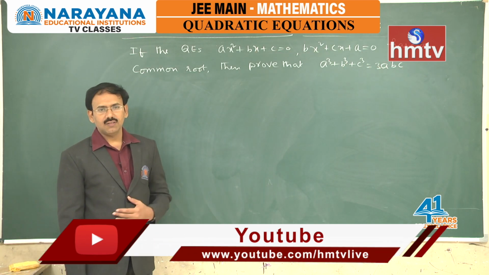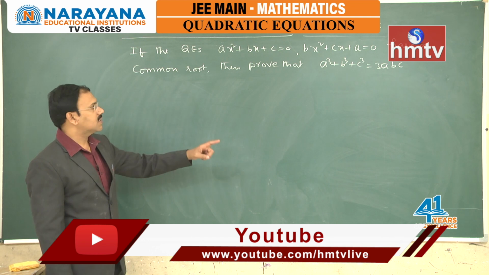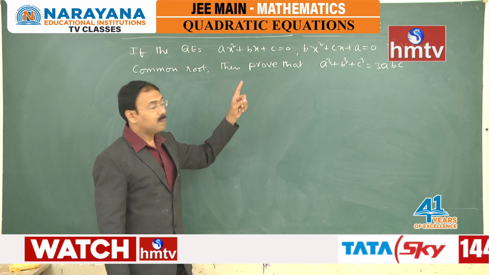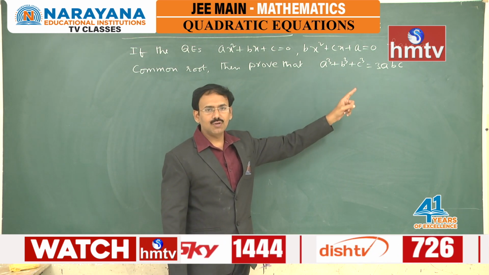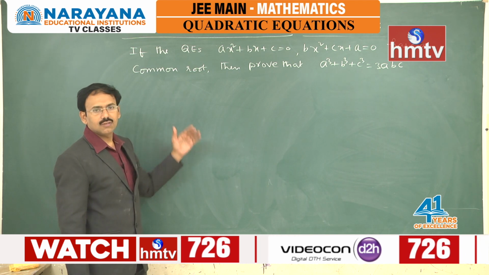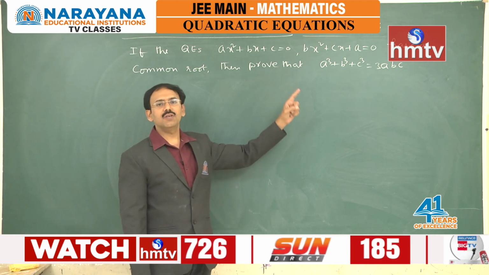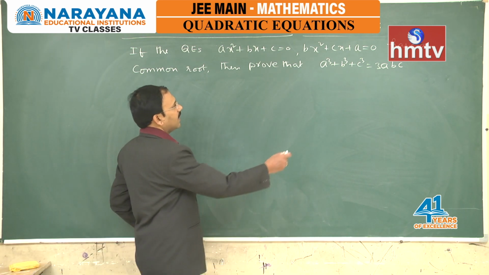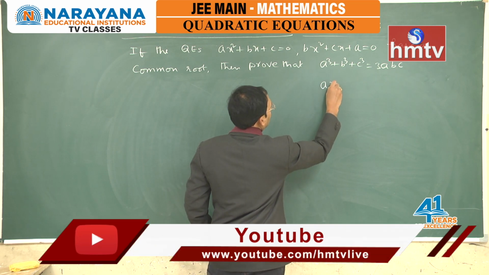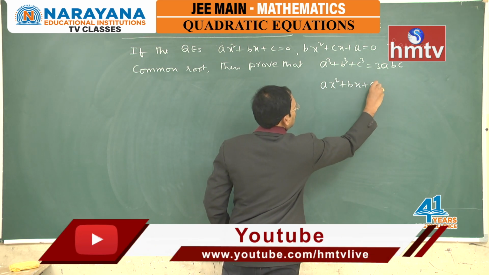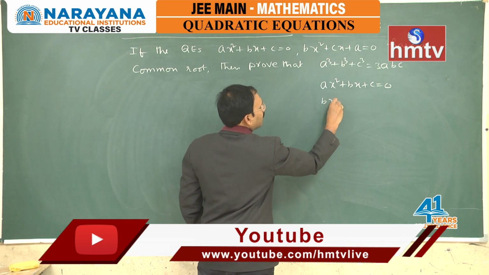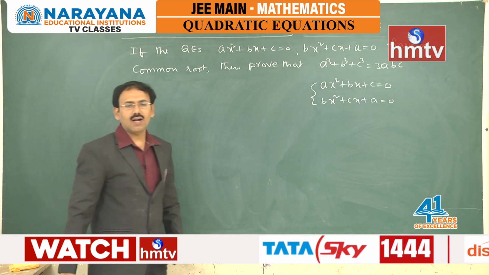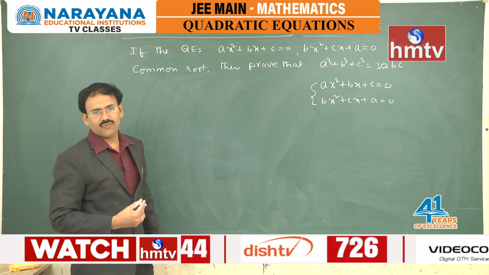Now, you see this question: if the quadratic equations ax square plus bx plus c equal to 0 and bx square plus cx plus a equal to 0 have a common root, then prove that a cube plus b cube plus c cube is equal to 3abc. It is a routine question. These are the two equations given, ax square plus bx plus c equal to 0 as well as bx square plus cx plus a equal to 0. Given that they have a common root, let me apply the condition for a common root.